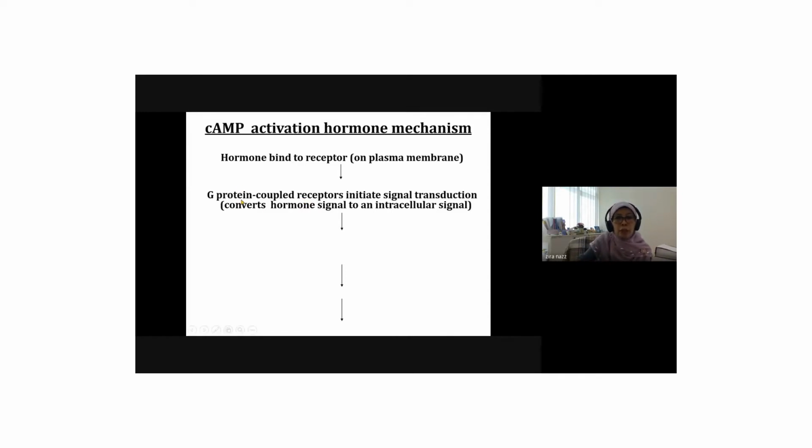So these G protein coupled receptors are very important, because once the hormone binds to receptors, it will trigger signal transduction. Recall again signal transduction. Signal transduction means it converts the hormone signal to an intracellular signal. There are a couple of molecules. These molecules will relay the signals from one molecule to another until it produces responses.